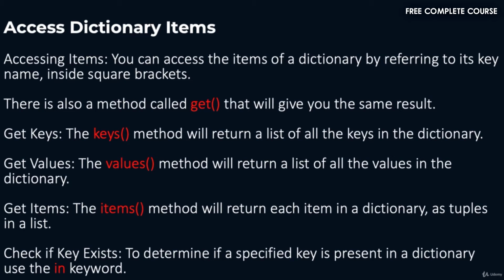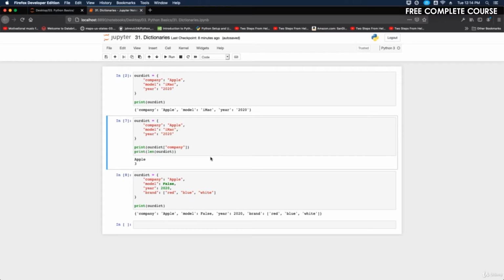Check if key exists: to determine if a specified key is present in a dictionary, use the in keyword. So with that, let's jump into our notebook and take a look at this.